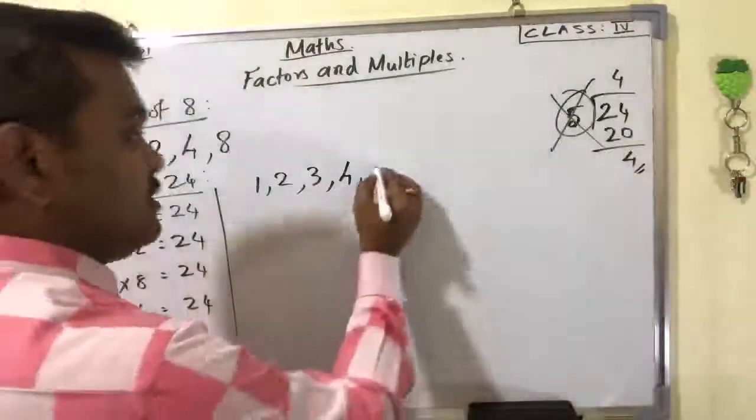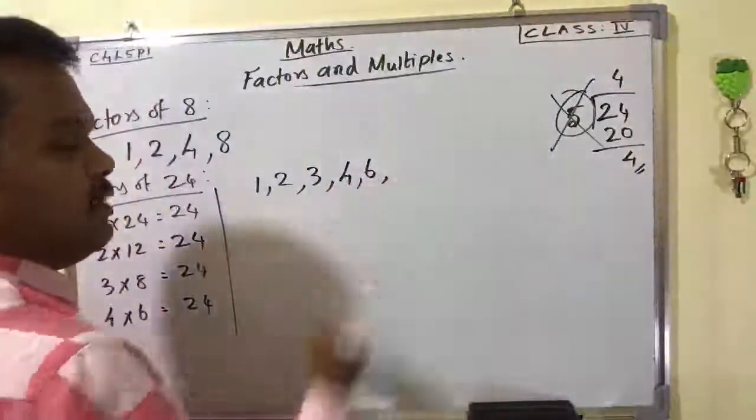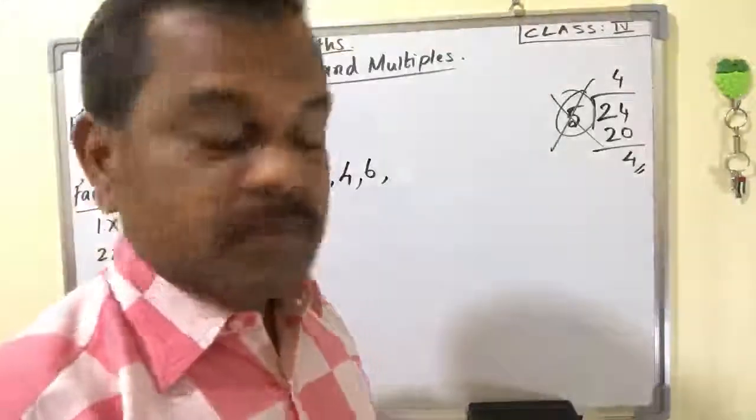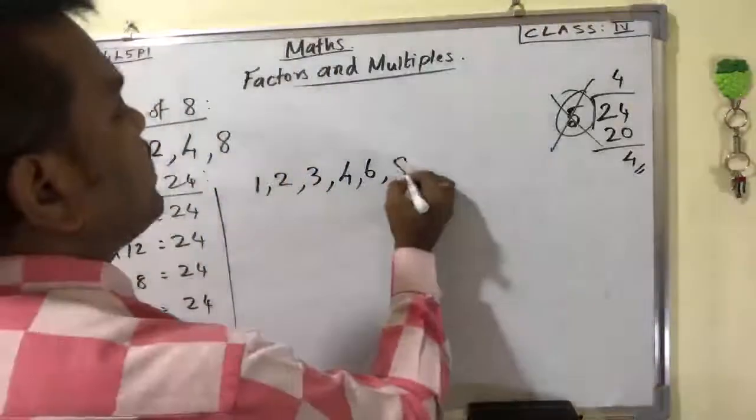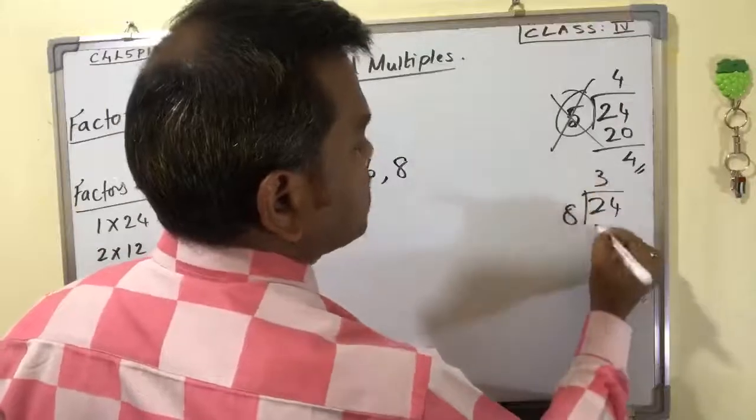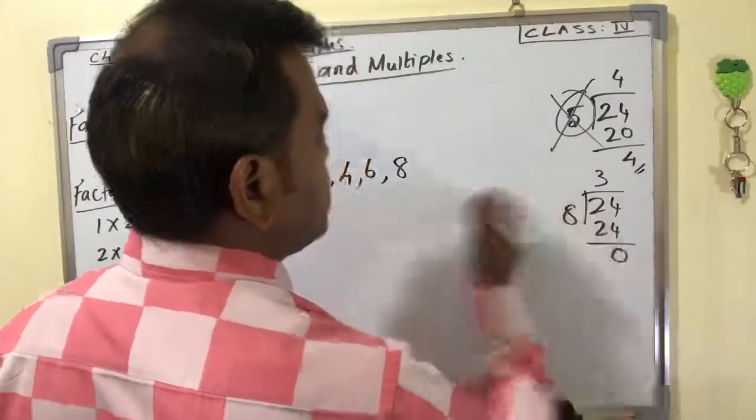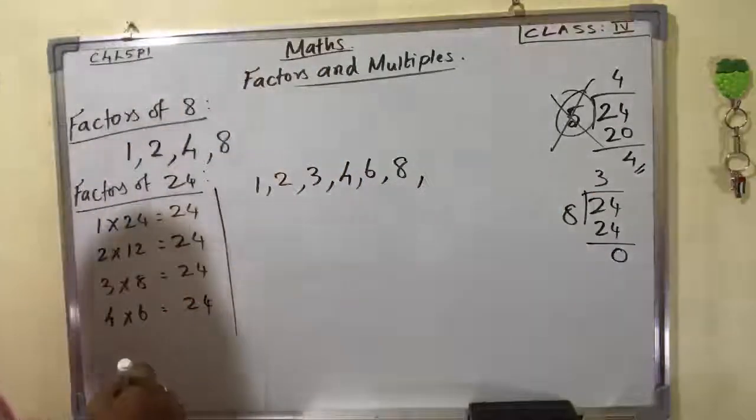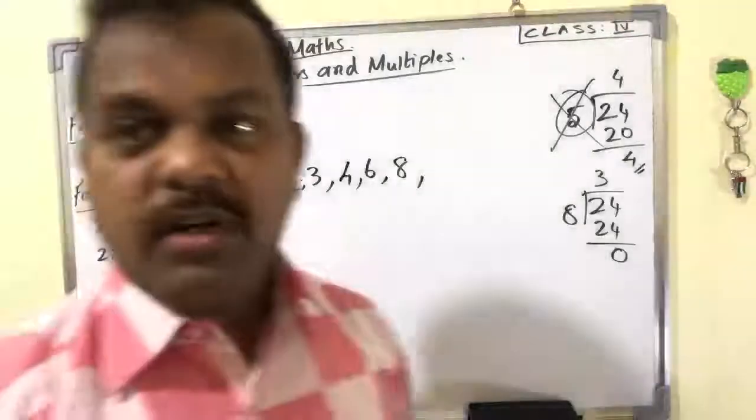Check 6. 6 is a factor. Okay. 7 is not a factor. Okay. And 8 is a factor because look here. 24 by 8. 3 8s are 24. Balance 0. So 8 is a factor. Okay. And 9 not a factor.